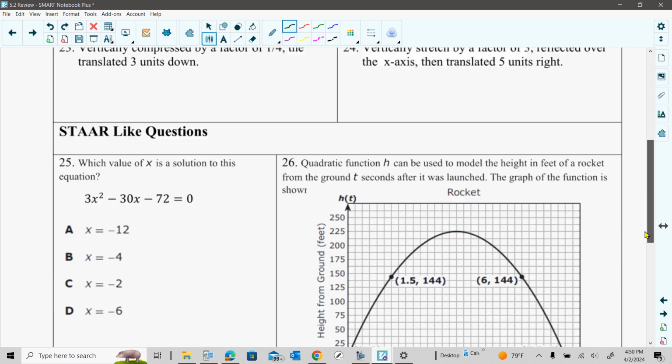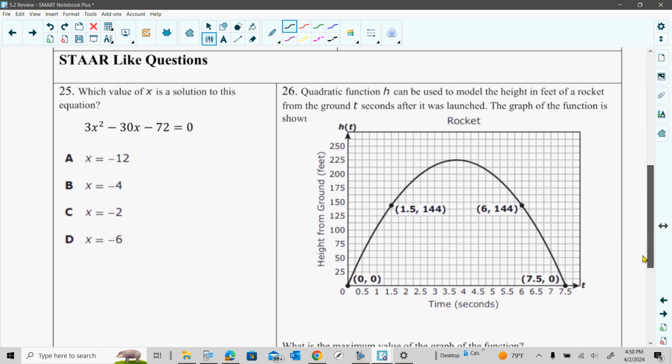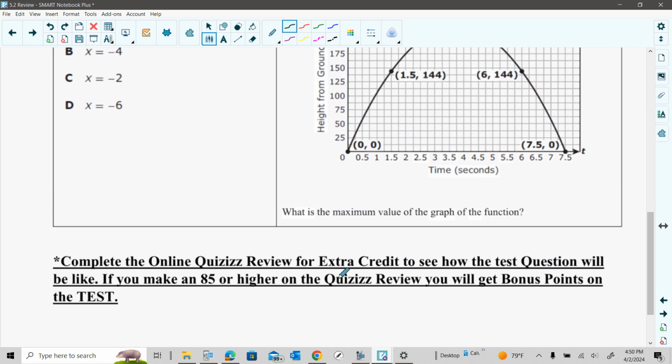And then you have one little thing of a couple STAR-like problems. And like I said, we have an extra credit review to help you prepare. Definitely do that. Your tests, all tests moving forward, or assessments or checks or practices, will be online. So you got to get familiar with that for STAR.